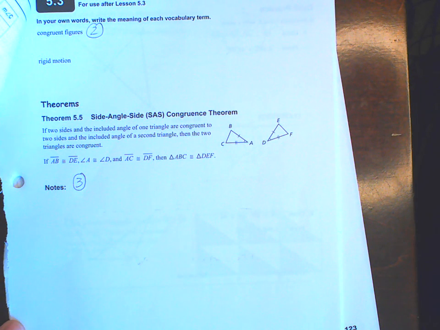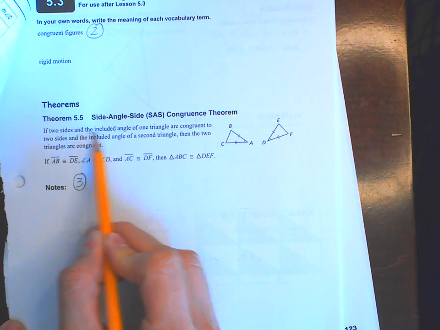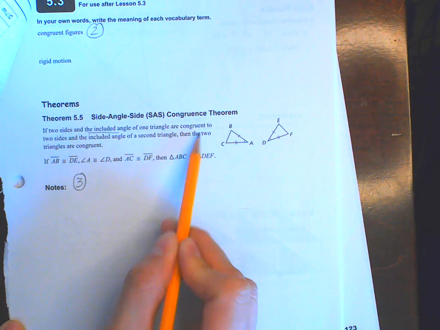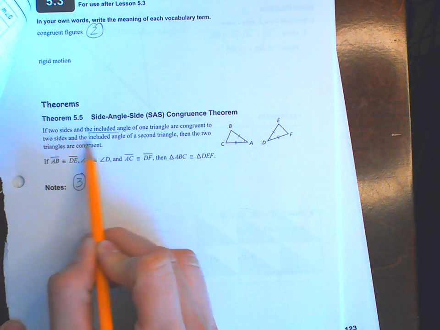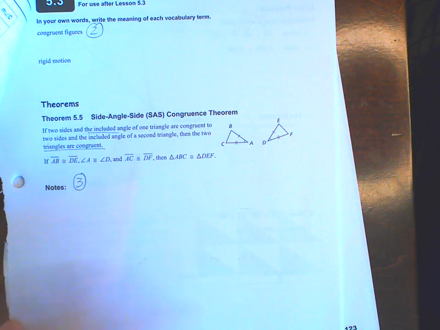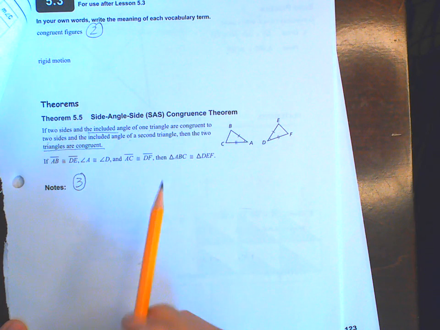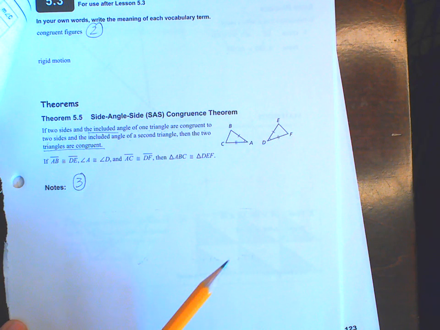So the side angle side congruence theorem is on page 135. It states if two sides and the included angle of one triangle are congruent to two sides and the included angle of a second triangle, then the two triangles are congruent. We no longer need all the pairs of sides and all the pairs of angles to be congruent in order to show that two triangles are congruent. All we need is what we just said. Two pairs of sides and an included angle being congruent, and voila, your triangles are congruent.